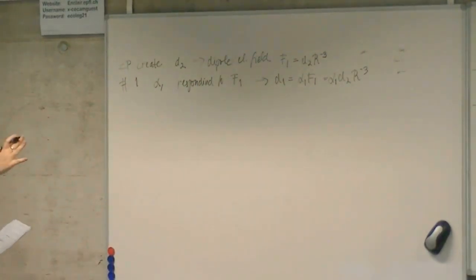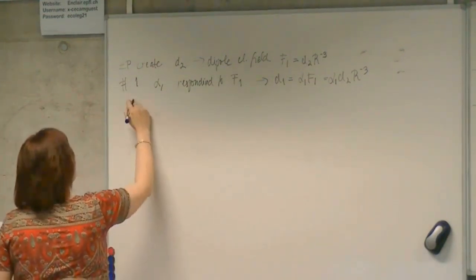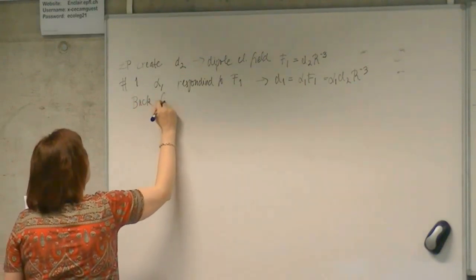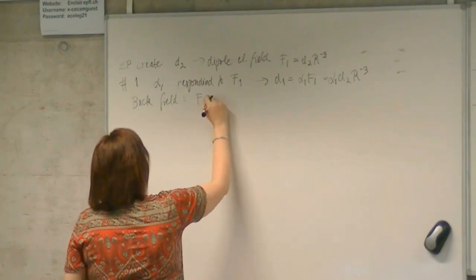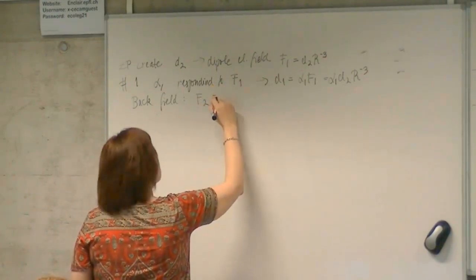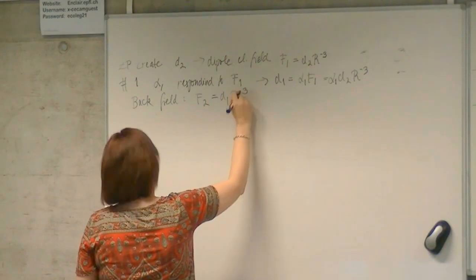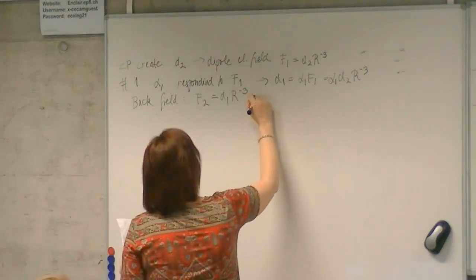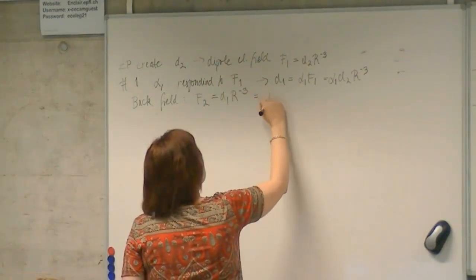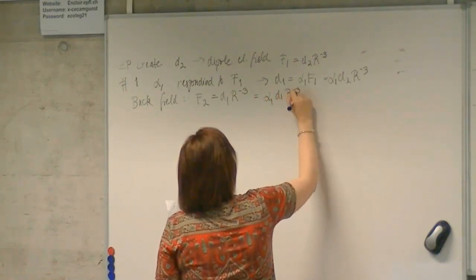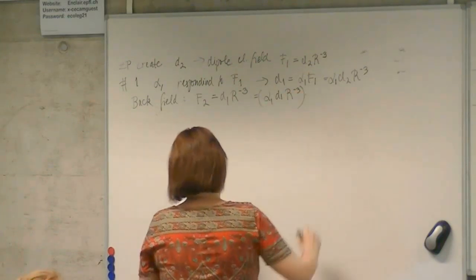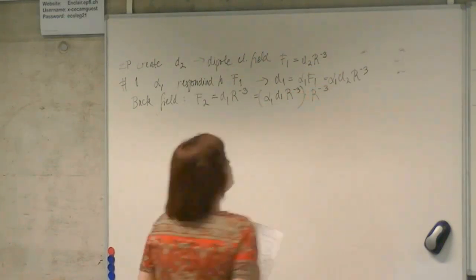Now we are on species 1, but as I said, qualitatively, this is back polarized number 2. So we will have a back field. If I call now F2, this is P1 minus 3, which equals, and one more up to the minus 3.